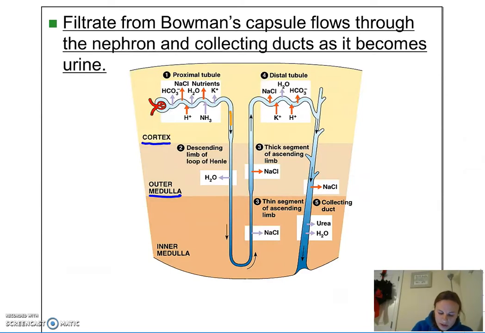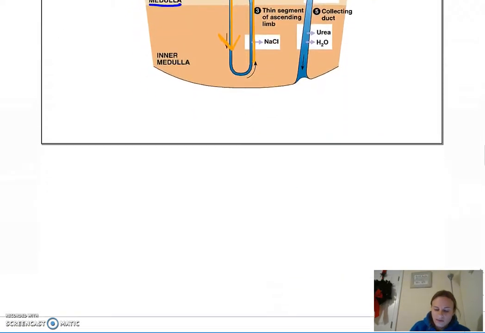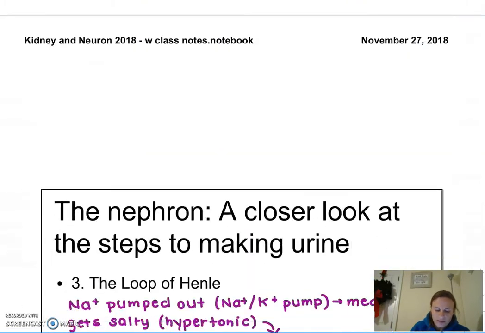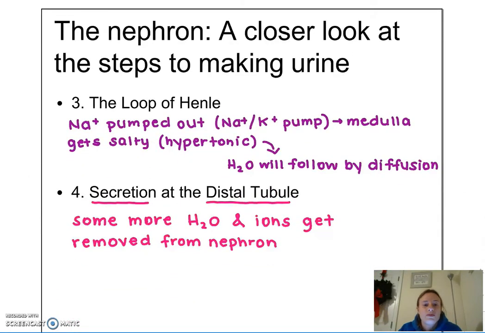Now look at this picture. Notice that the descending side is on the left and the ascending side is on the right. It's opposite in our picture. So just be mindful that different pictures can represent the loop of Henle differently. Now if we were to take a closer look at that loop of Henle, you see that the sodium gets pumped out via the sodium-potassium pump. Our renal medulla becomes salty, becomes hypertonic, and that enables the water to follow by diffusion. It's going to exit via aquaporins, so it will do facilitated diffusion.